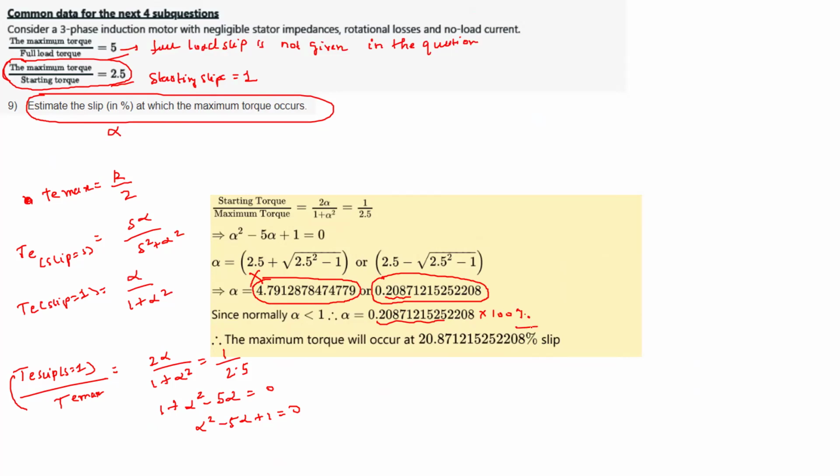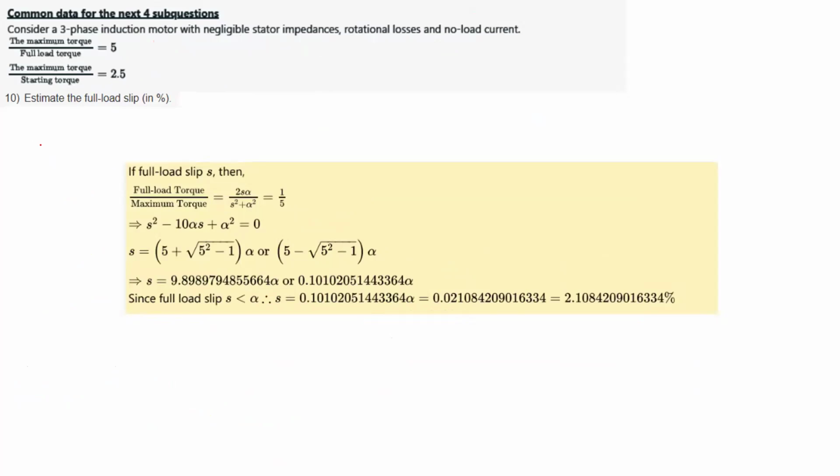Now they are asking, for the same data, to estimate the full load slip. So we will now use this information, because now we know the maximum torque slip, so we can find the full load slip. What is the torque at any slip equal to S? This is K S alpha by S square plus alpha square. And what is T max?